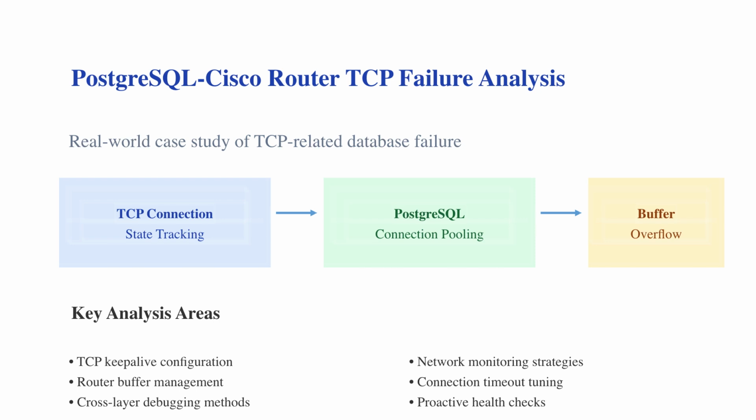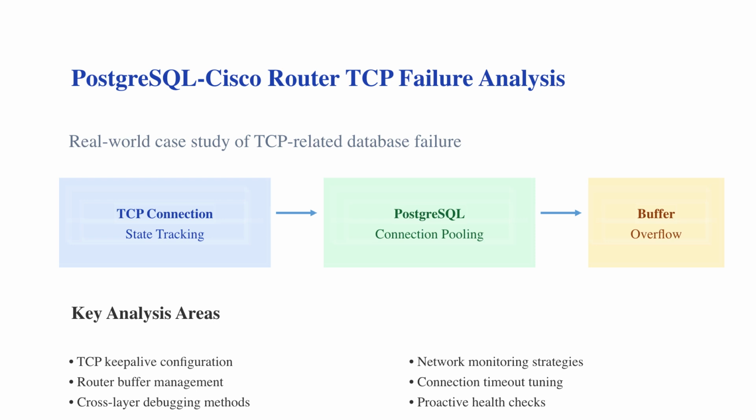Now let's examine a fascinating real-world case study that brings together everything we've learned about TCP/IP stack optimization and timeout mechanisms. This PostgreSQL Cisco router failure analysis shows exactly how cross-layer networking issues can manifest in production systems.